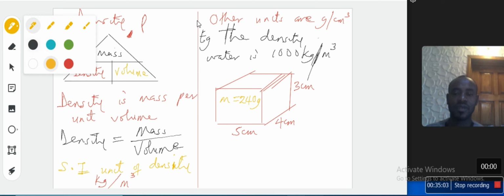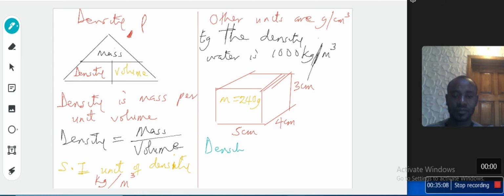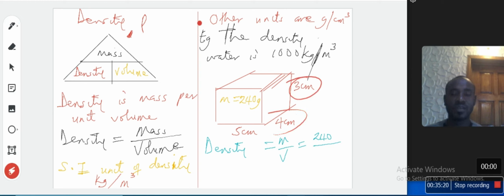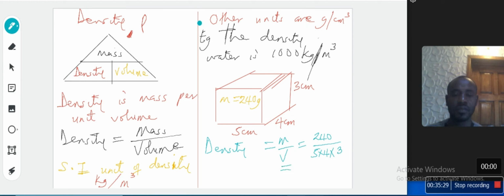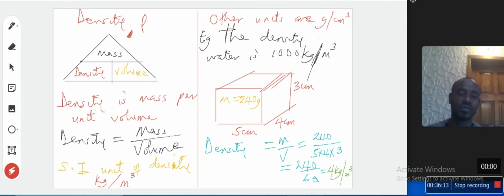Remember, density is mass over volume. Mass is 240 divided by the volume. How do you get the volume? 5 times 4 times 3. So 5 times 4 is 20, times 3 is 60. So that's 240 over 60. The density is 4. 240 divided by 60, is it 4? Yes, it is.